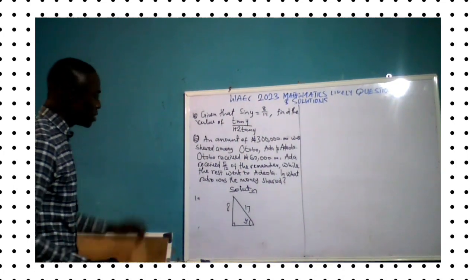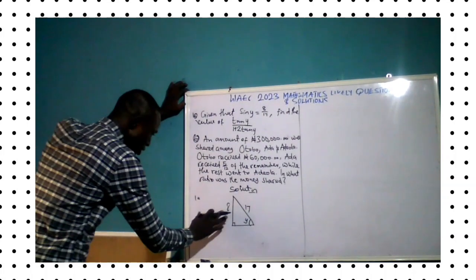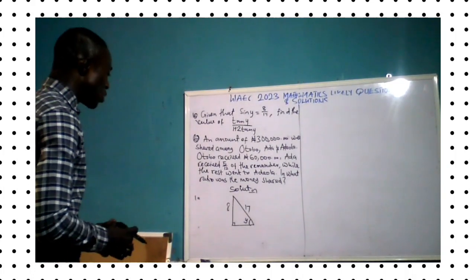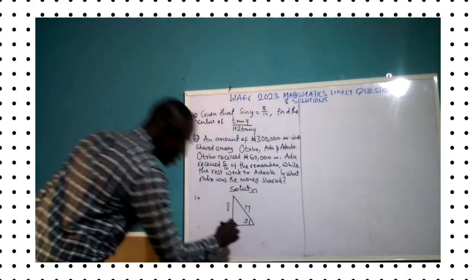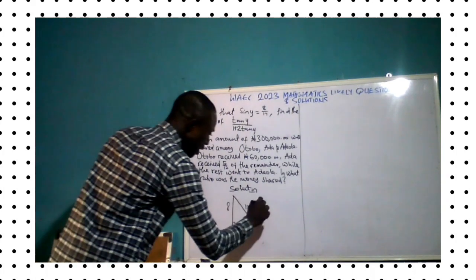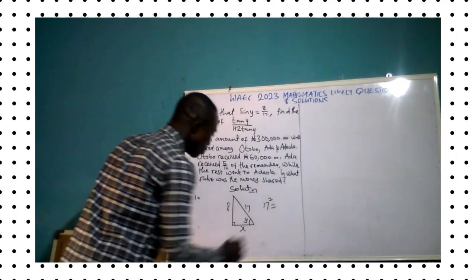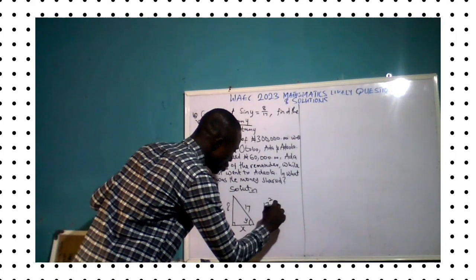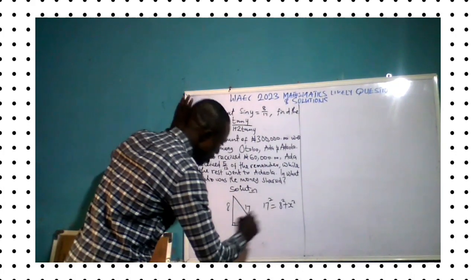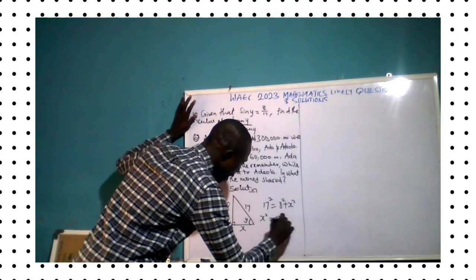So it does mean that tan y will be equal to what? Tan y will be equal to opposite over adjacent. But we don't have the adjacent side, so we have to use Pythagoras theorem to find the adjacent side. Let's call this side x. By Pythagoras theorem, 17 squared, which is the square of the hypotenuse side, is equal to the sum of the squares of the other two sides, which is 8 squared plus x squared. With that, you can have x squared equal to 17 squared minus 8 squared.